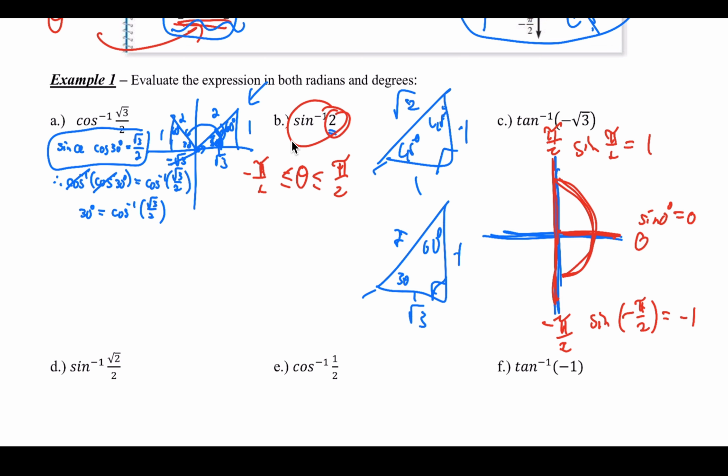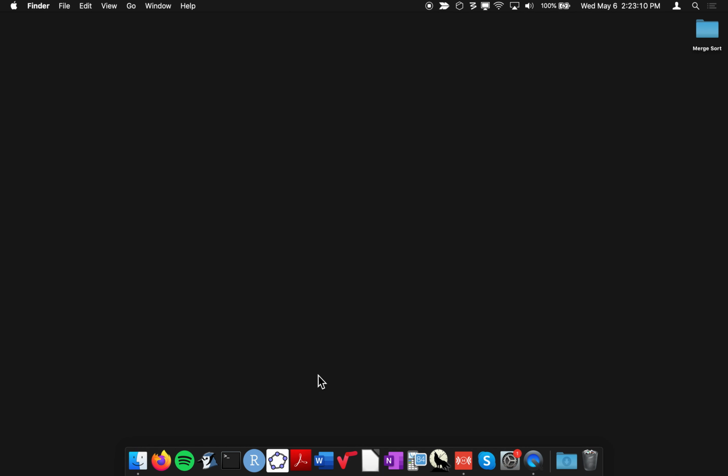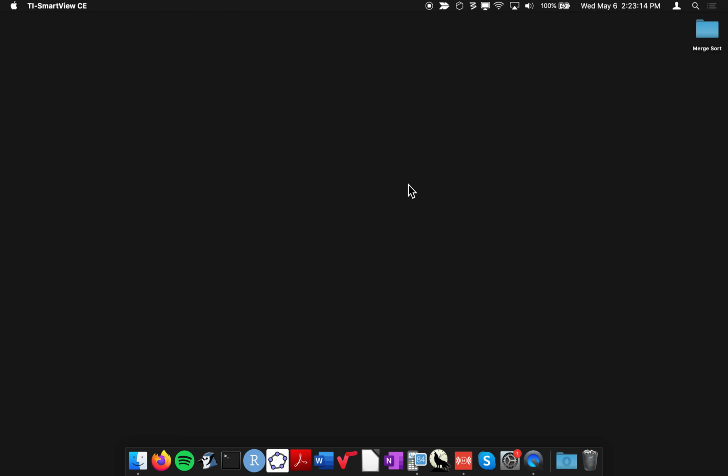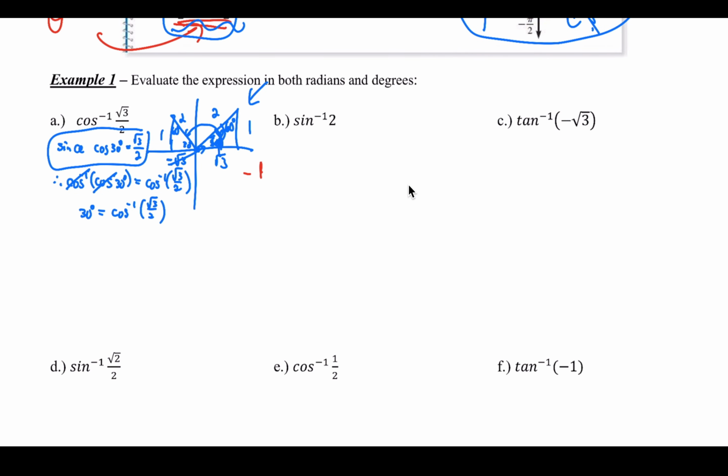So at this point you go, wait, I've exhausted all my ideas. I don't know what to do. I think this doesn't have an answer. I can't find the answer, okay? And you would be correct. So if you type this in your calculator, so let me bring up the calculator here. If you type this in your calculator, you're going to get an error, I believe, okay?